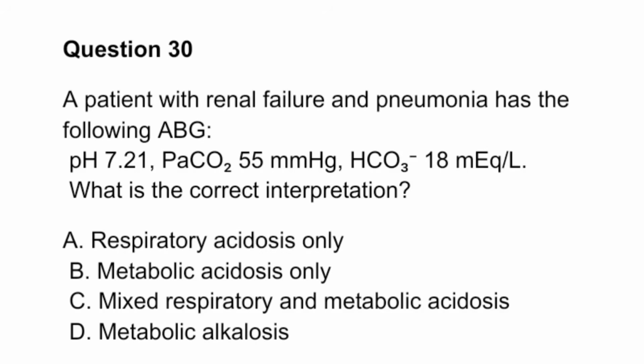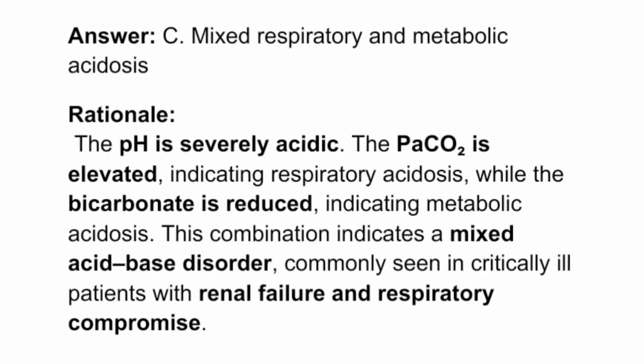Question 30. A patient with renal failure and pneumonia has the following ABG: pH 7.21, PaCO2 55 mmHg, HCO3- 18 milliequivalents per liter. What is the correct interpretation? A. Respiratory acidosis only. B. Metabolic acidosis only. C. Mixed respiratory and metabolic acidosis. D. Metabolic alkalosis.